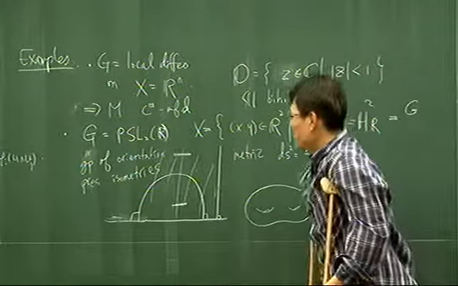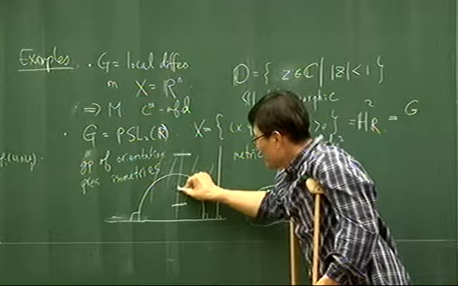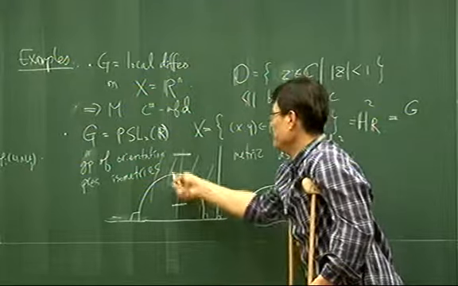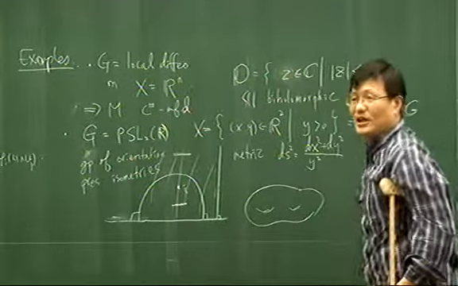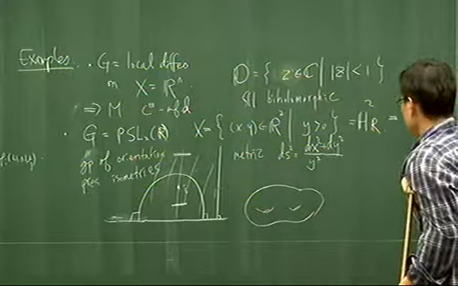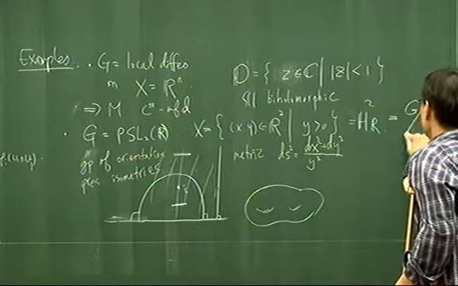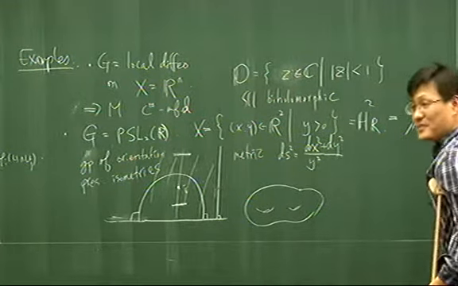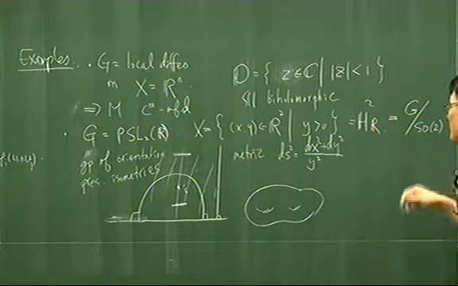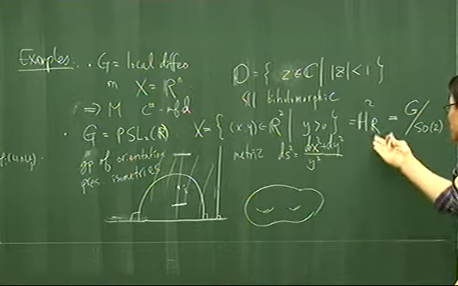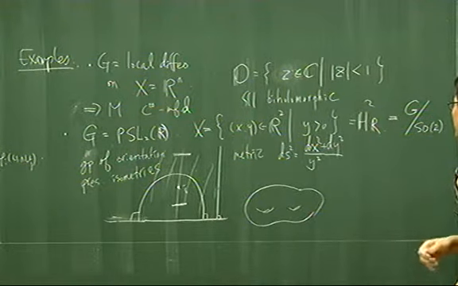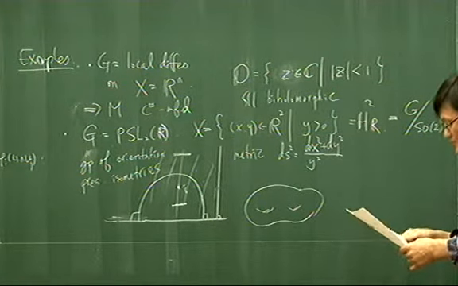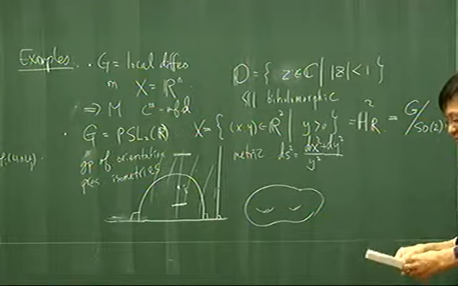And the stabilizer, for example, here is I. So the stabilizer of this point in this group, you can easily compute it. That is exactly SO2. Okay? So this is an isotropy group of the one point. So this H2 can be written as G mod, the G quotient of some compact group. Okay?